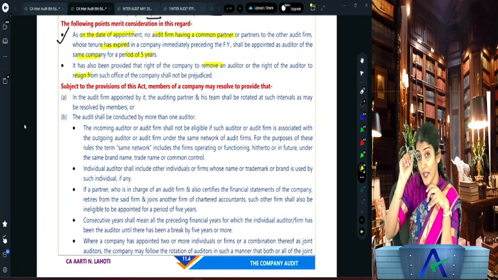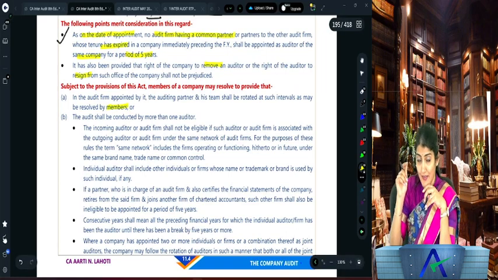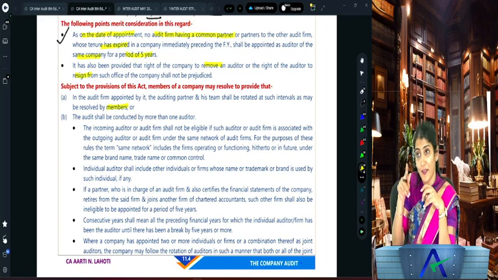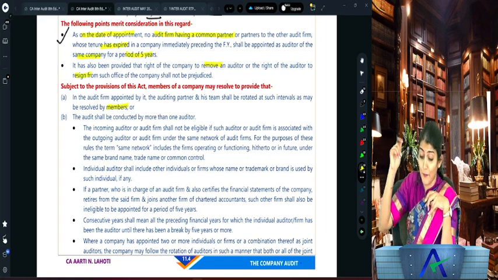Yes, no, rotation of the engagement team members. It will be resolved by the members. Right? Can the same firm do the audit for 10 years? Yes. But can the same team do the audit for 10 years? No. Who will decide the rotation of the team? It will be resolved by the members.